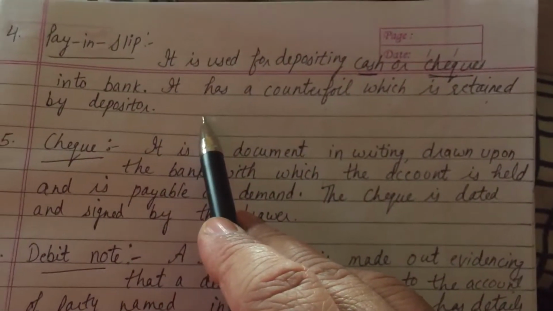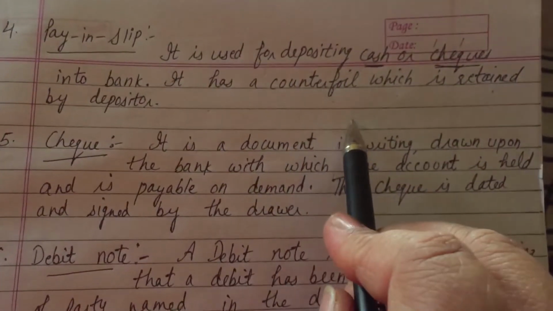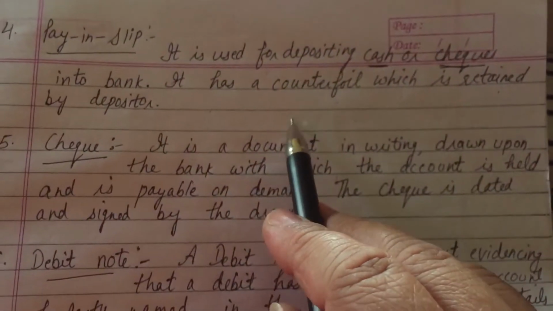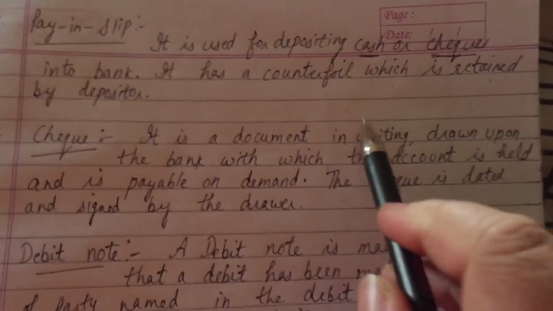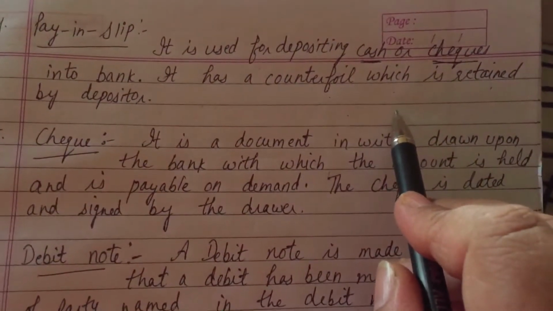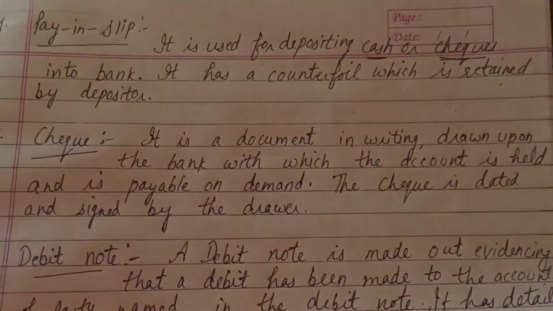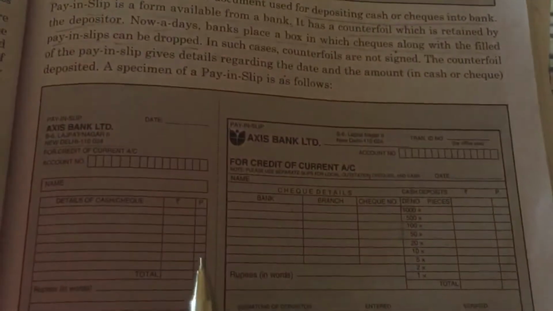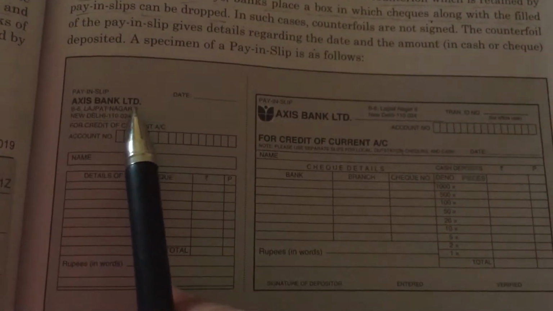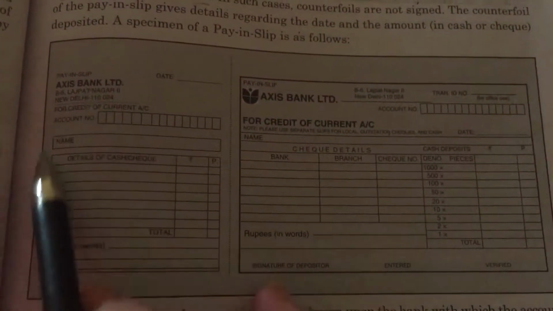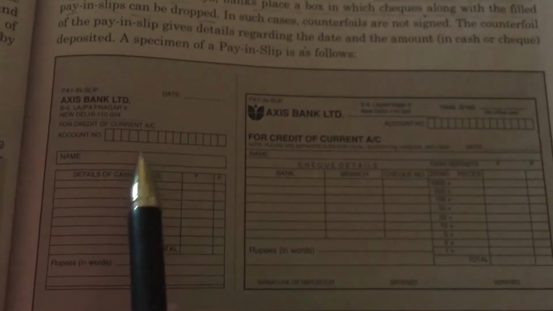The pay-in slip has full details of the account holder, meaning account number, name of the account holder, address of the bank, amount in words, amount in numbers, and signature of the depositor. Here is the format of a pay-in slip. It is the pay-in slip of Axis Bank Limited. This part is called the counterfoil, which will be retained by the depositor.